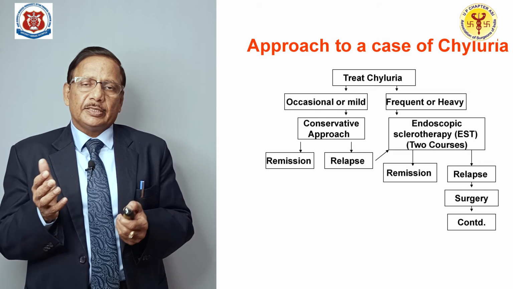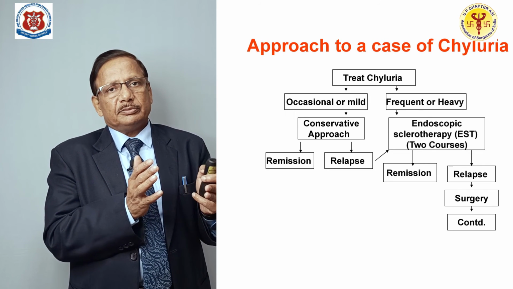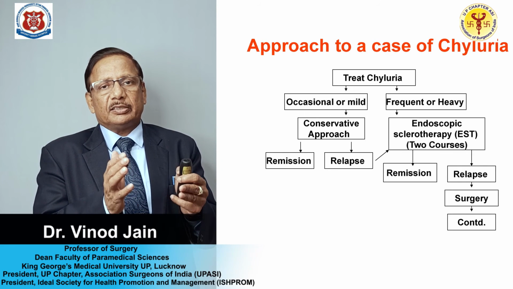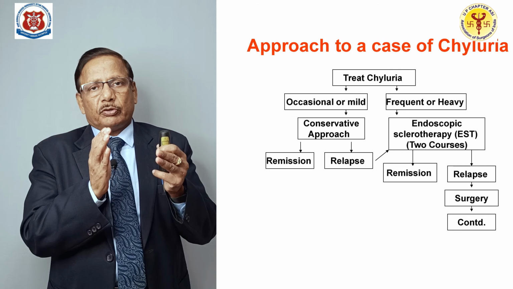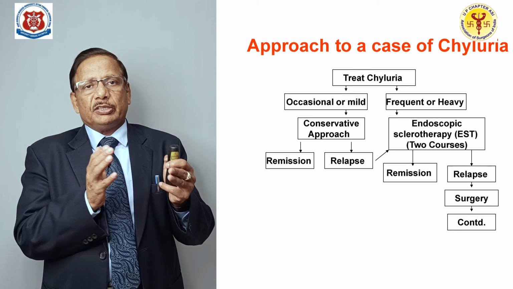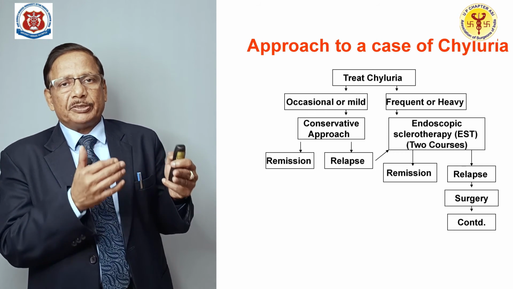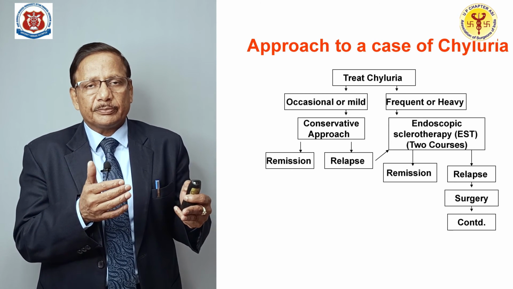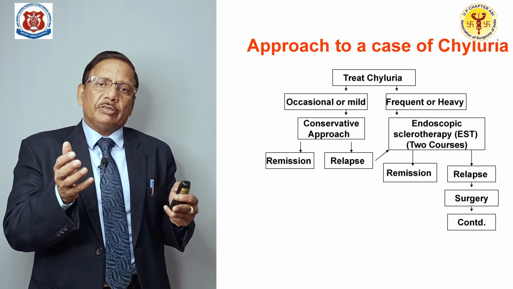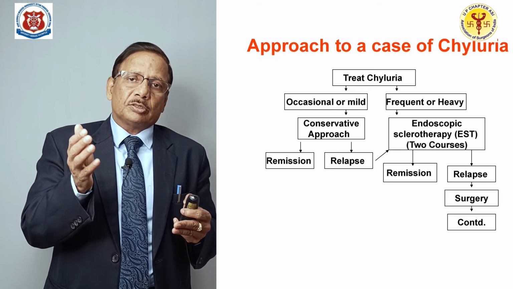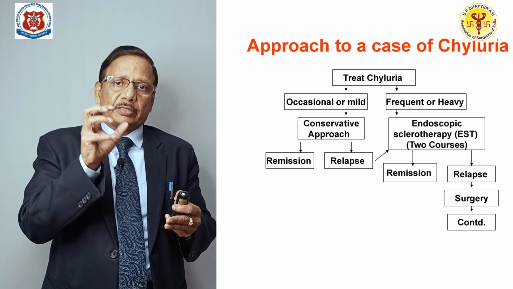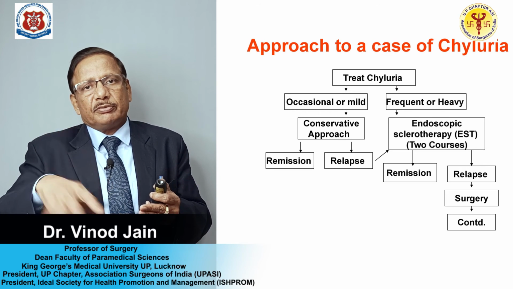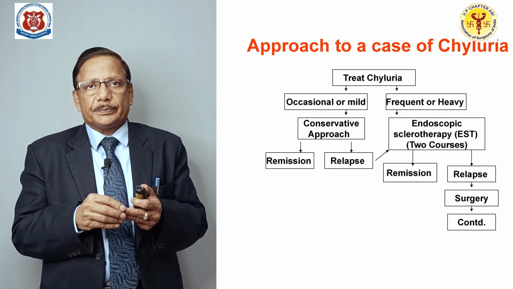How will you treat chyluria? It can be occasional or mild, or it can be frequent or heavy. For occasional or mild chyluria, we go for a conservative approach as we have discussed. If there is remission, we follow the patient up on the conservative approach, that is diet control, pharmacotherapy and supportive treatment. If there is relapse, then we go for endoscopic sclerotherapy, as you can see through the arrow. And if at the outset the chyluria is frequent and heavy, then we go straight away for endoscopic sclerotherapy.